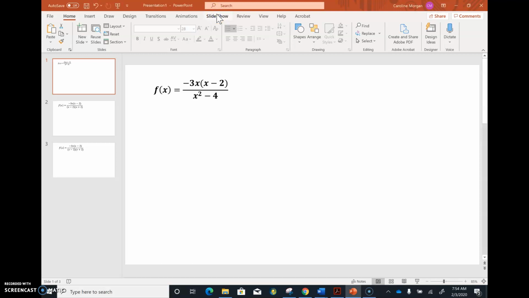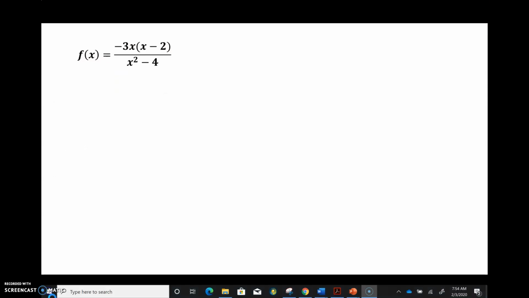Hello, today we are going to practice graphing rational functions based on the steps I gave you in class. So here's an example of a rational function, all right? Polynomial in the numerator, polynomial in the denominator.